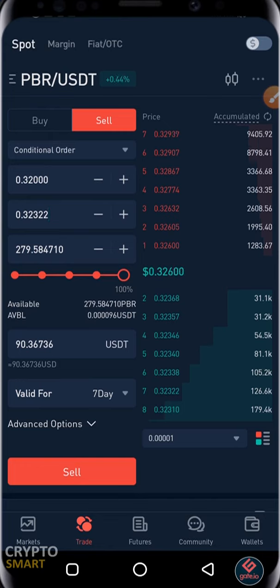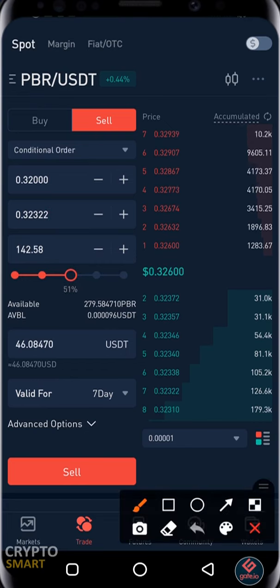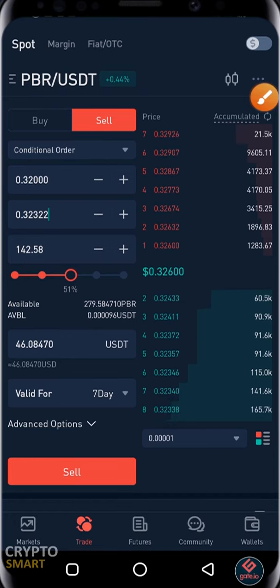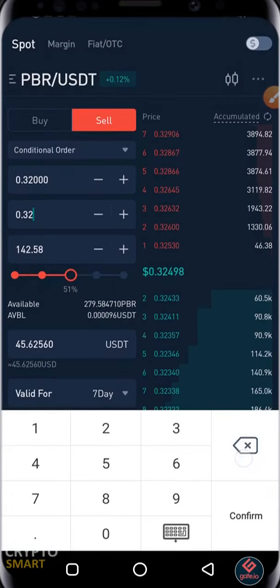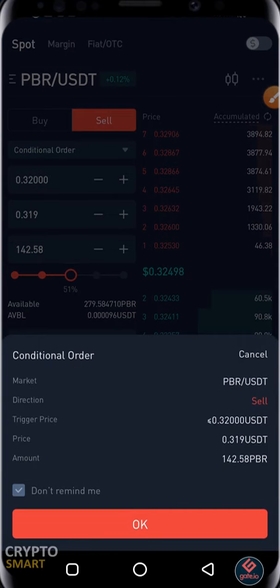So supposing I just want to sell off 50% of my portfolio for Polka bridge, you notice that the dollar equivalent of 50% is indicated here. So I can now go ahead and smash the sell button. So it now says conditional order, market is this, trigger price is this, if the price is ever less than 0.32 USD. Sorry, something happened here, so I have to go back and set it to 0.319. Okay. So you confirm this and the setup should be good now.